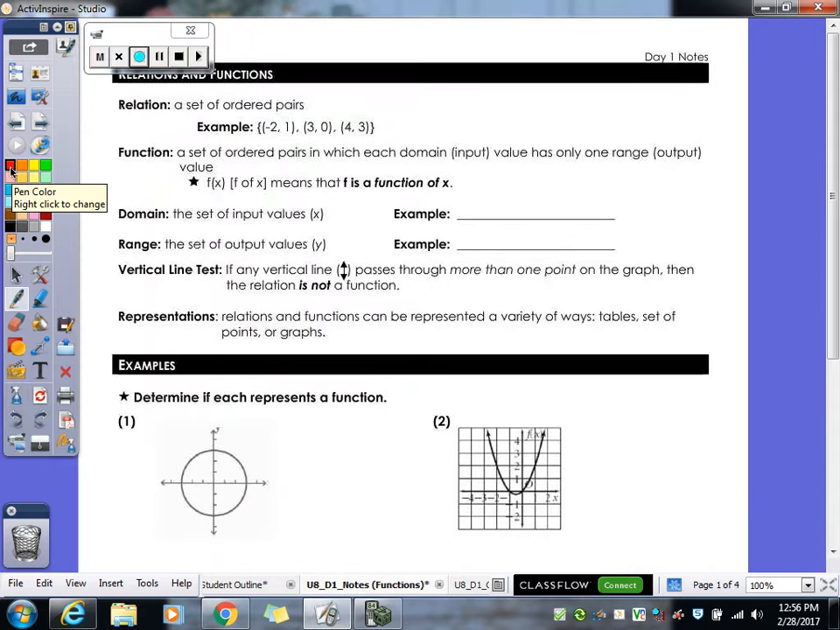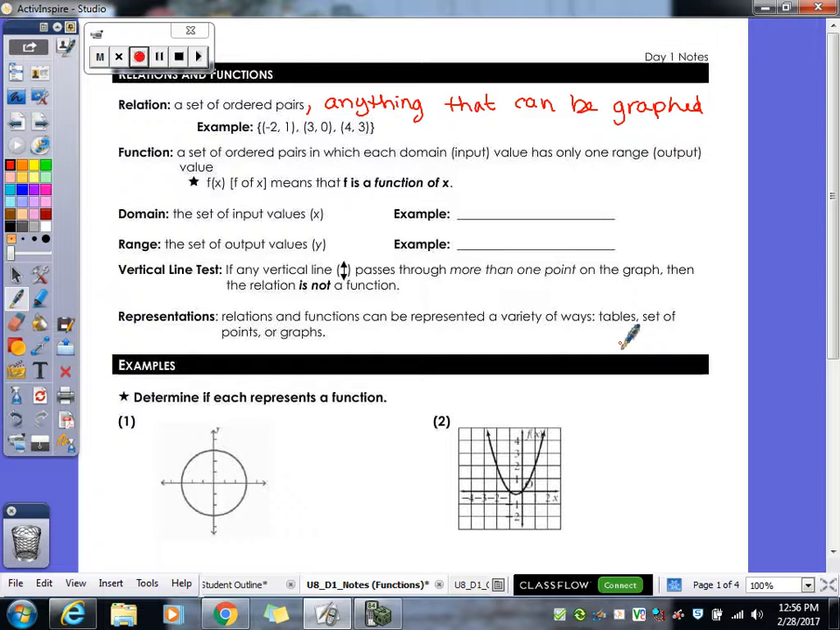So as I have written up here for you, a relation is a set of ordered pairs. That's one way people define it. Another way you can define it is anything that can be graphed is also going to be a relation. So if you can write it as a set of numbers, ordered pairs, or you can graph it, it's going to be a relation.